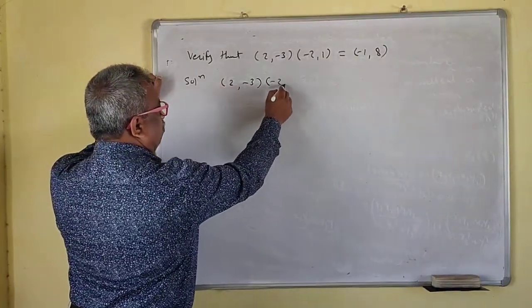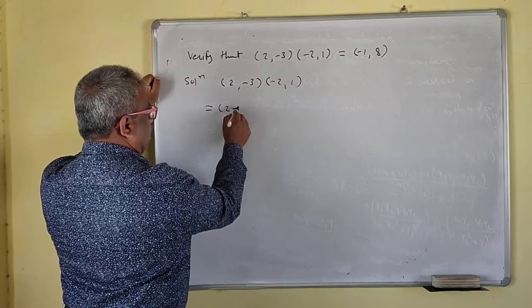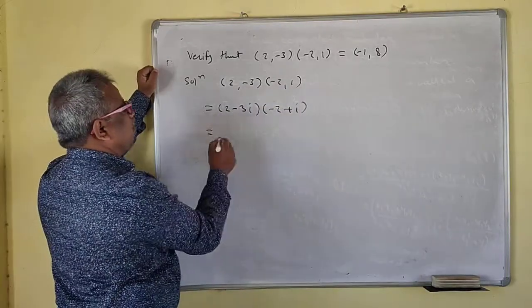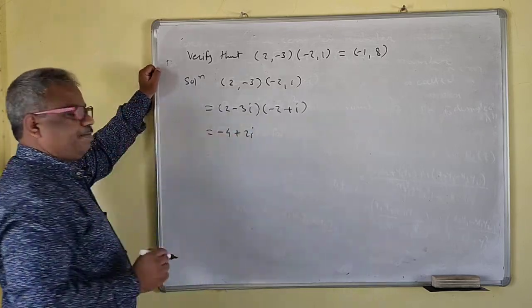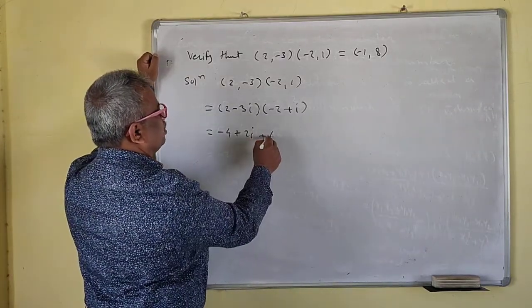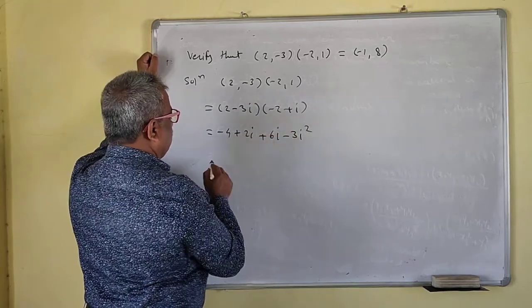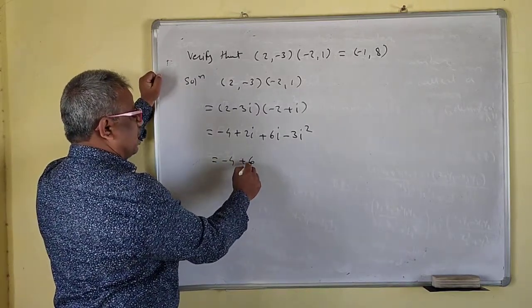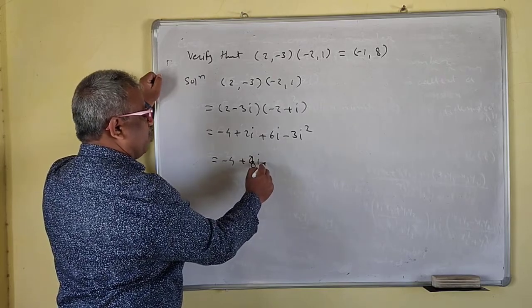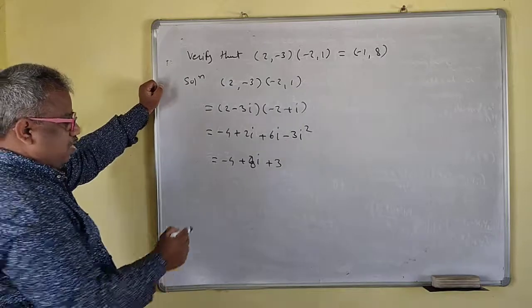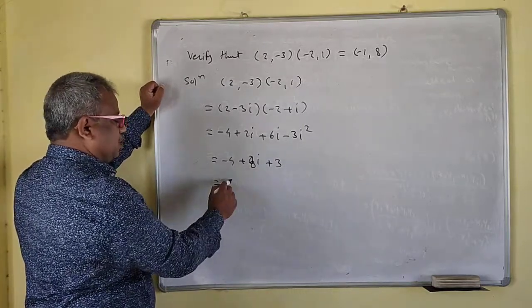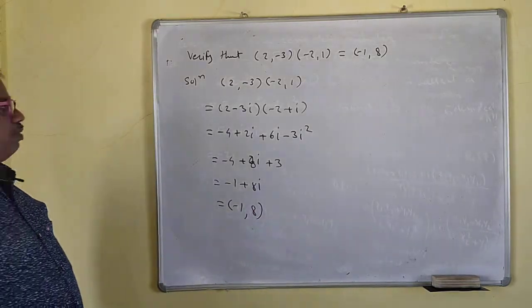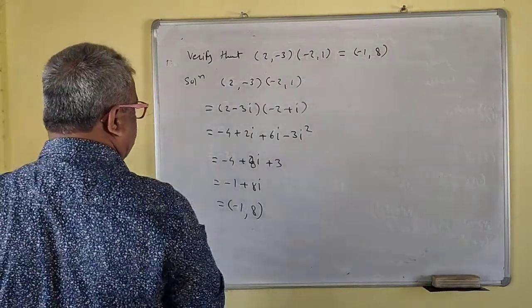(2 − 3i)(−2 + i) is equal to 2 − 3i times −2 plus i, and we will multiply this. First we multiply by 2: this is −4 plus 2i. Then we multiply by −3: minus minus becomes plus 6i, minus 3i square. We have to take care of i square: i square is minus 1. So this is −4, plus 6i, plus 2i, that is plus 8i now, and minus minus becomes plus, so plus 3. Now this is −4 plus 3, which is −1, plus 8i, and this is −1 + 8i. Okay, very simple.